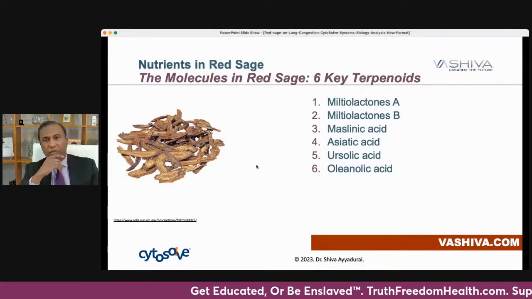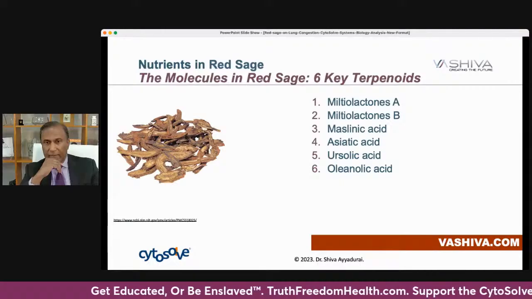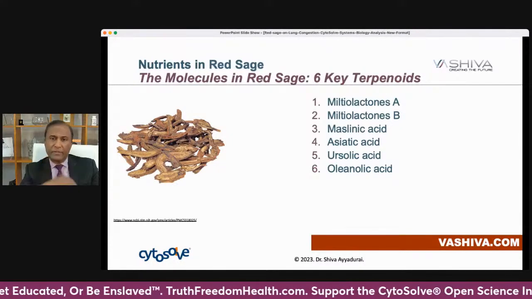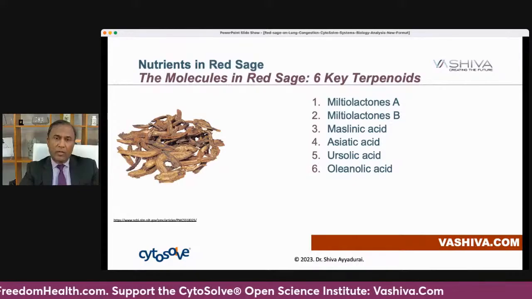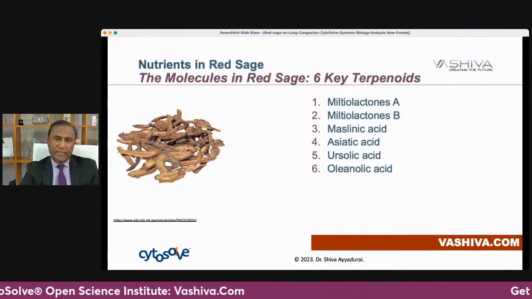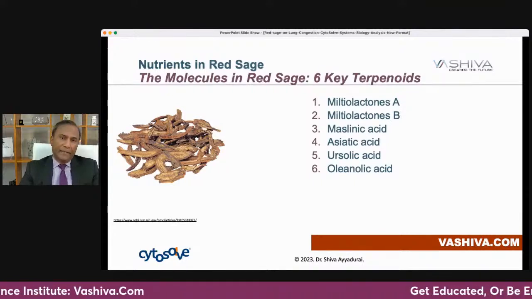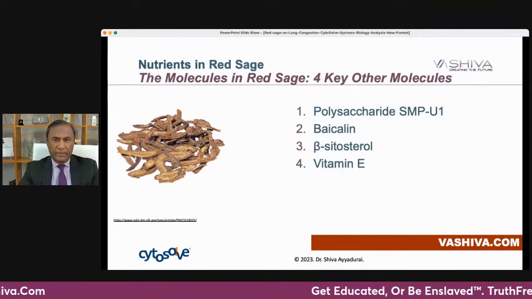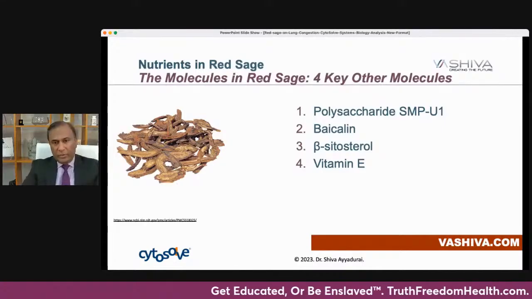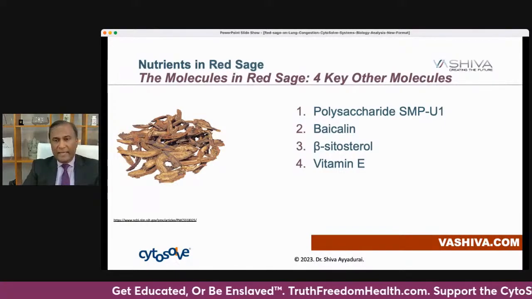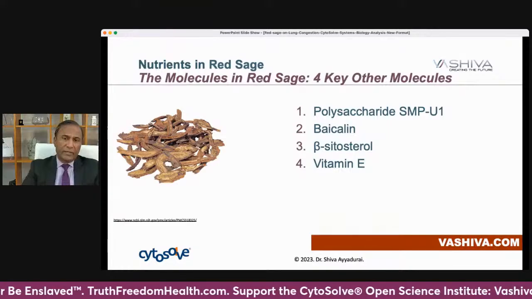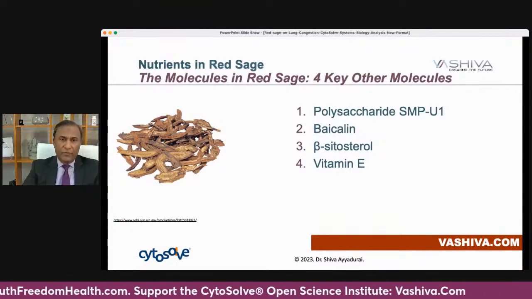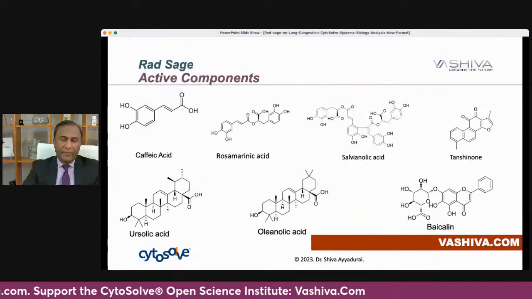There are also 6 terpenoids: miltirolactone A, miltirolactone B, maslinic acid, asiatic acid, ursolic acid, and oleanolic acid. So there are 6 terpenoids, okay? And again, these are another set of very powerful compounds. There are also 4 other molecules: polysaccharide SMP-U1, baicalin, beta-sitosterol, and vitamin E. So 4. So when you add this all up, you have these 21 molecules.